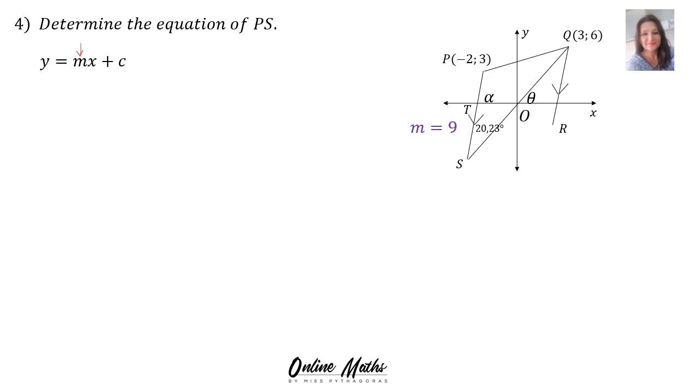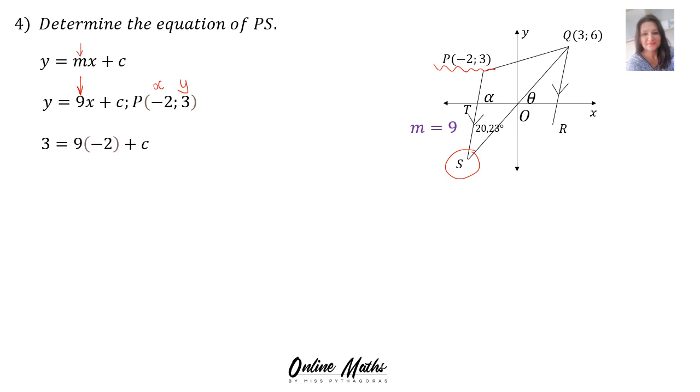You agree we don't know S's coordinate, but what we do know is we have P's coordinate. It was given as (-2, 3). So we're going to use that coordinate. x is -2 and y is 3. And the gradient we calculated in the previous sum was 9. So in y's place goes 3, in x's place goes -2, plus c.